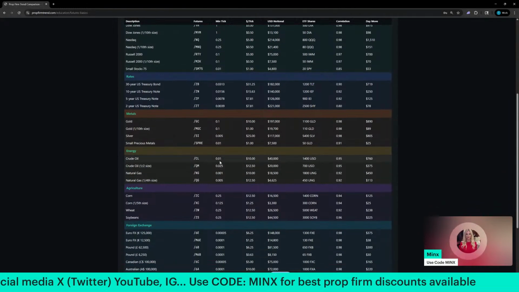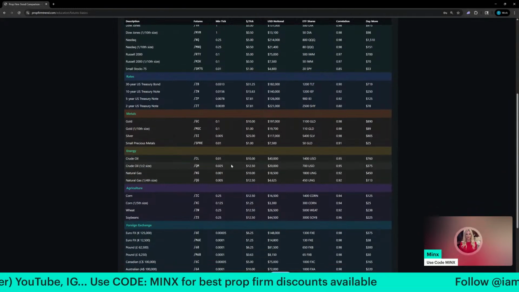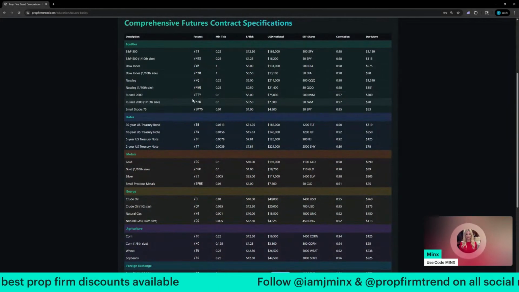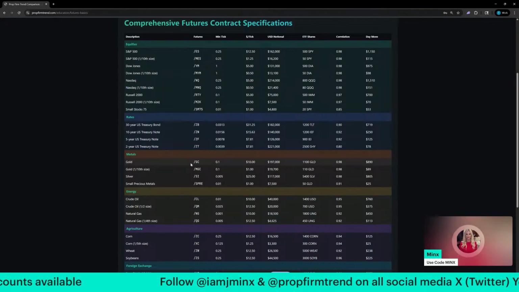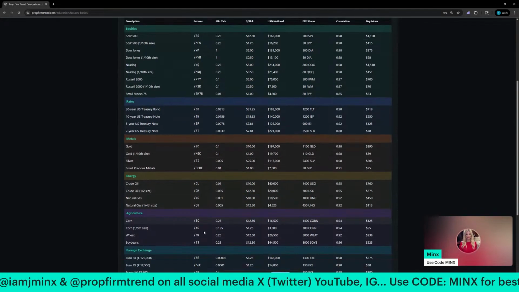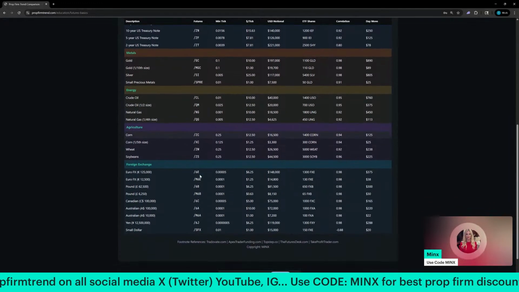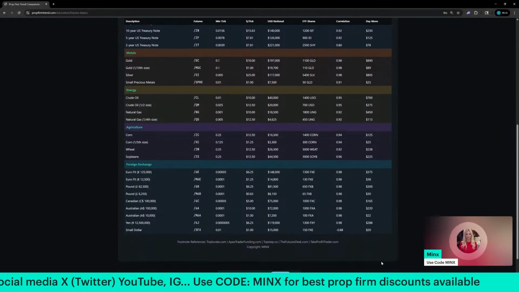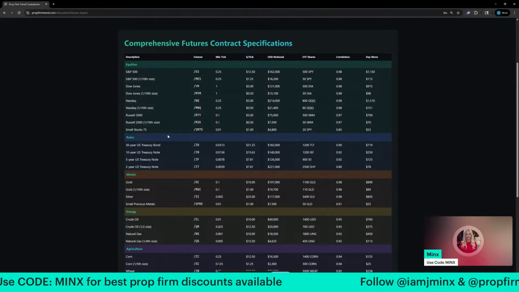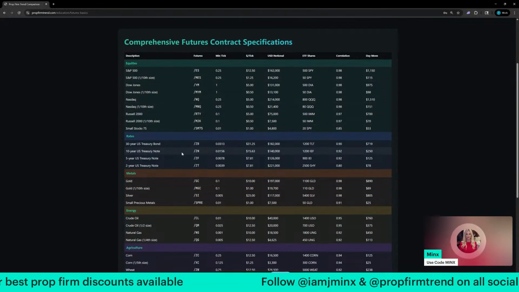Oil, 1 cent, $10. So it's a good thing to have if you're trying to get into trading gold or oil or corn, I don't know, whatever people are trading these days, but I'll say most people stick to either ES or NASDAQ, followed by oil and gold.